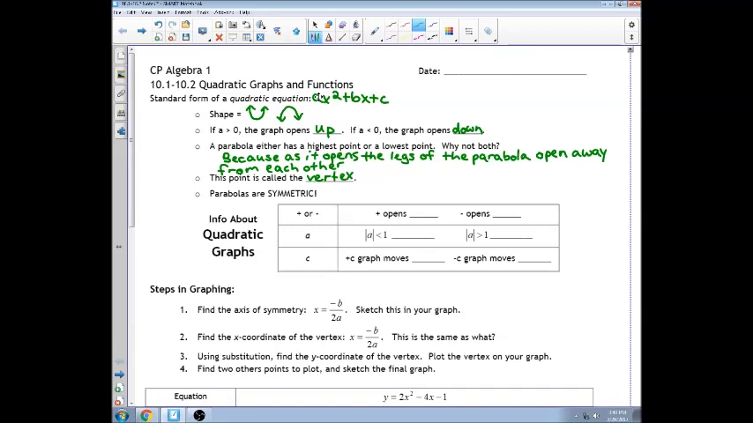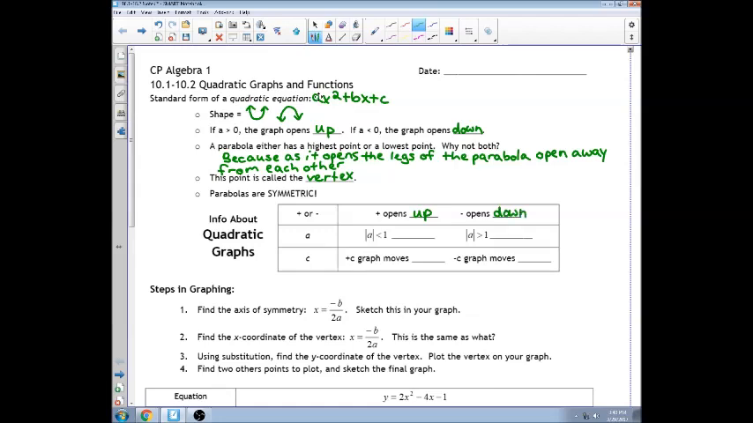Parabolas are symmetric, which means that if you draw a line right down the middle where the vertex is, everything to the left and everything to the right of that line is going to be identical. It's like it's looking at itself in a mirror. Okay? So plus or minus, if it's a positive a, that means we're going to open up. If we have a negative a, we're going to open down.